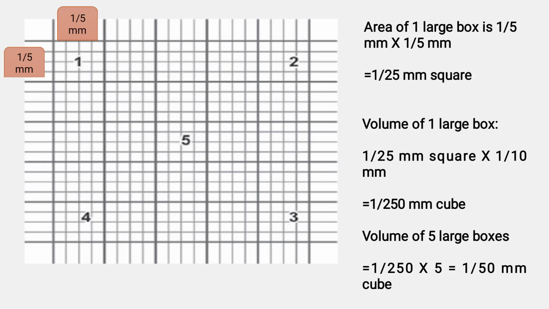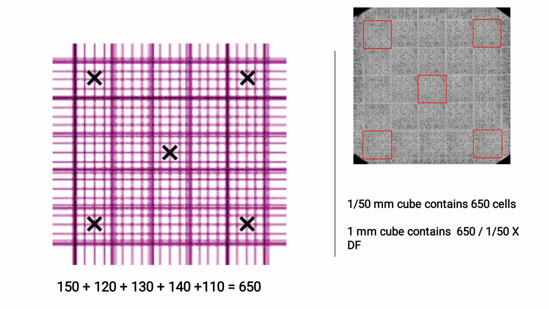Now, how many boxes have we taken? We have taken upper left, upper right, lower right, and the central. So 5 boxes. The volume of one large box is 1/250 cubic millimeter, so the volume of 5 large boxes will be 1/250 into 5, that is 1/50 cubic millimeter.